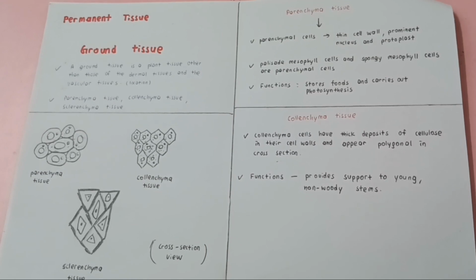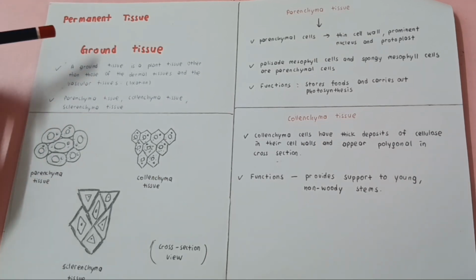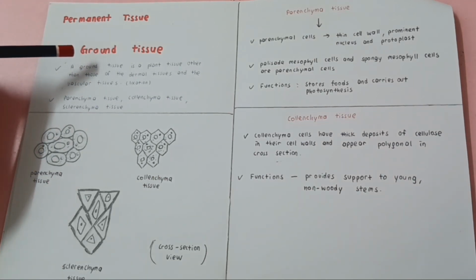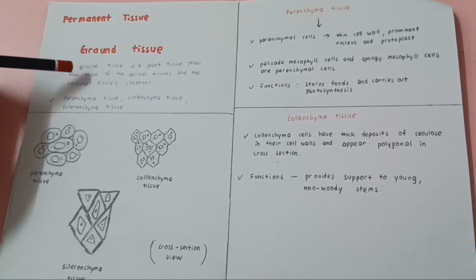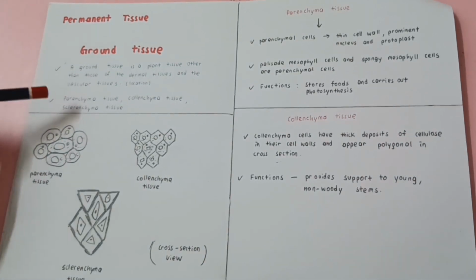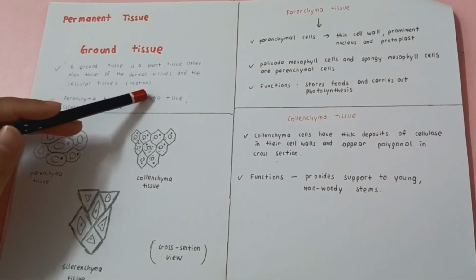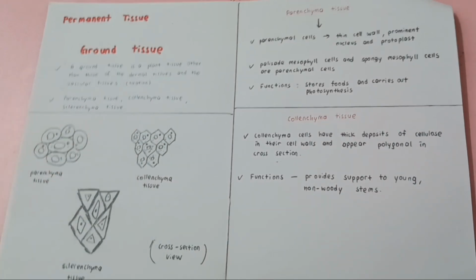Ground tissue, another type of permanent tissue. So, where is the ground tissue located? They are located in the branch other than those of the dermal tissue and the vascular tissue. And ground tissue consists of parenchyma tissue, collenchyma tissue, and sclerenchyma tissue.